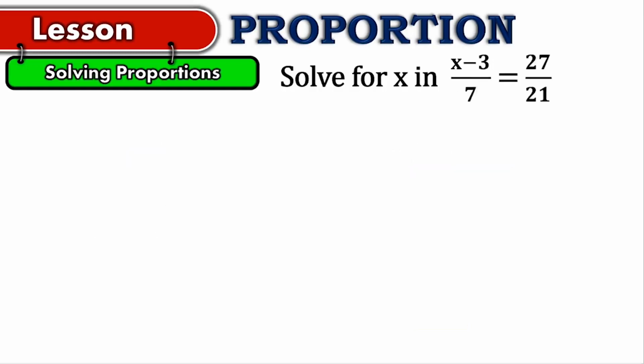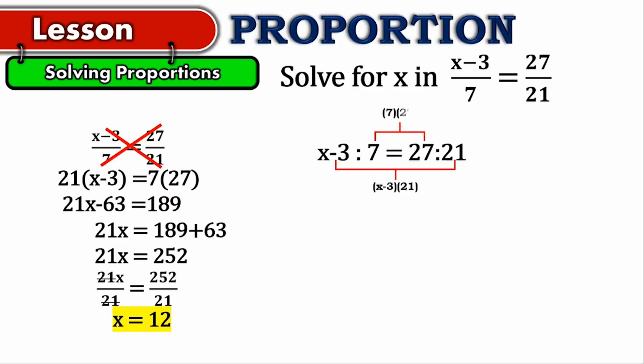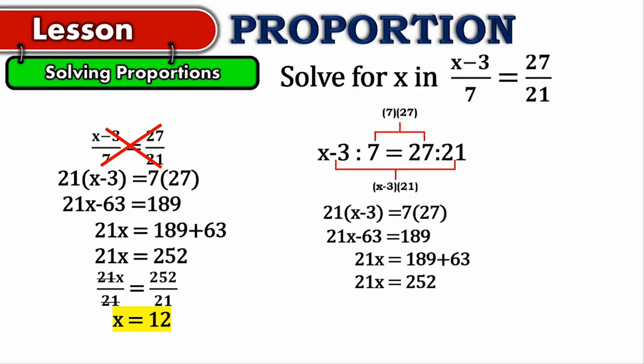Another example, solve for x in x over 3 is to 7 is equal to 27 is to 21. Using the cross multiplication property, we have 21 multiplied to the quantity x minus 3 equals the product of 7 and 27. Applying appropriate properties of equality, the value of x is 12. On the other hand, with the product of extremes equal to the product of means, we can obtain the same answer of x, which is equal to 12.